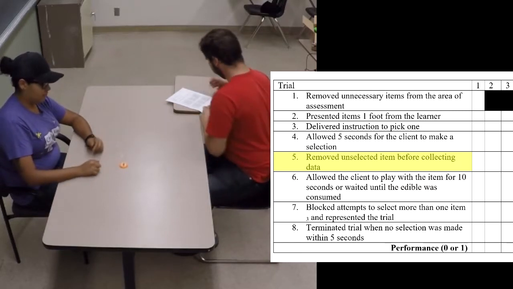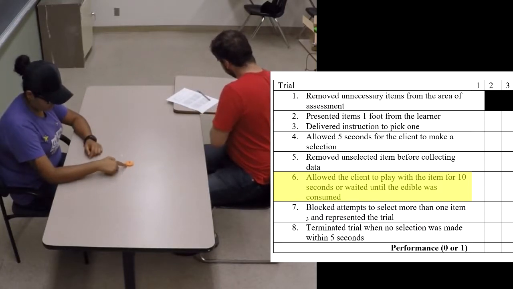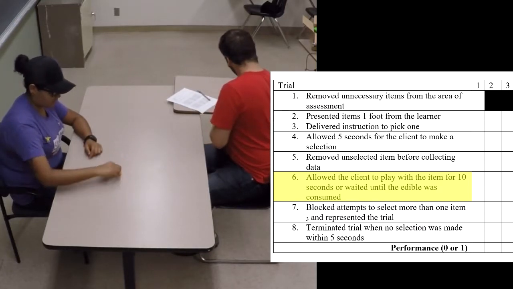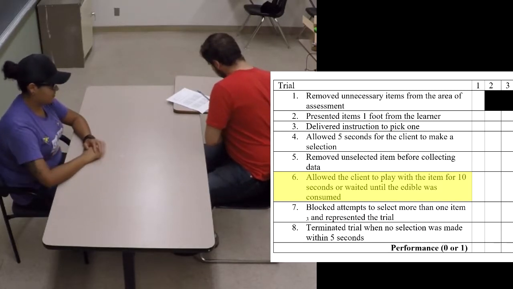Before taking data, you should remove the item that was not selected, because if the client has access to it, she might attempt to grab it, and this might interfere with the results of your assessment. After the client selects an item, allow her to play with the item for 10 seconds or wait until the edible is consumed. You give the client only 10 seconds to play with the item because you want her to have access to it for a short amount of time to avoid satiation.